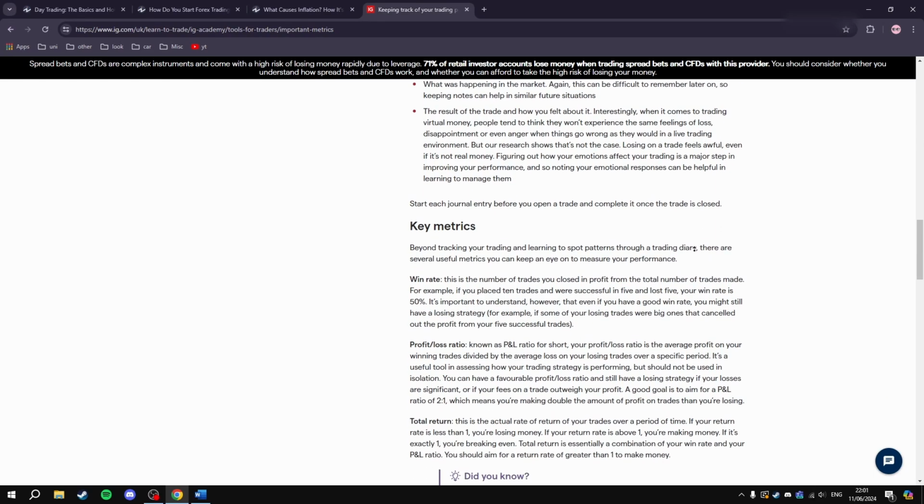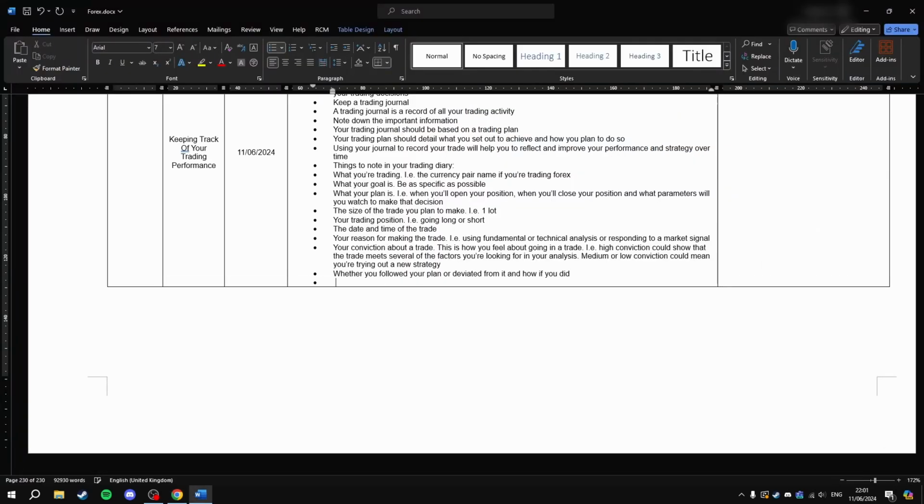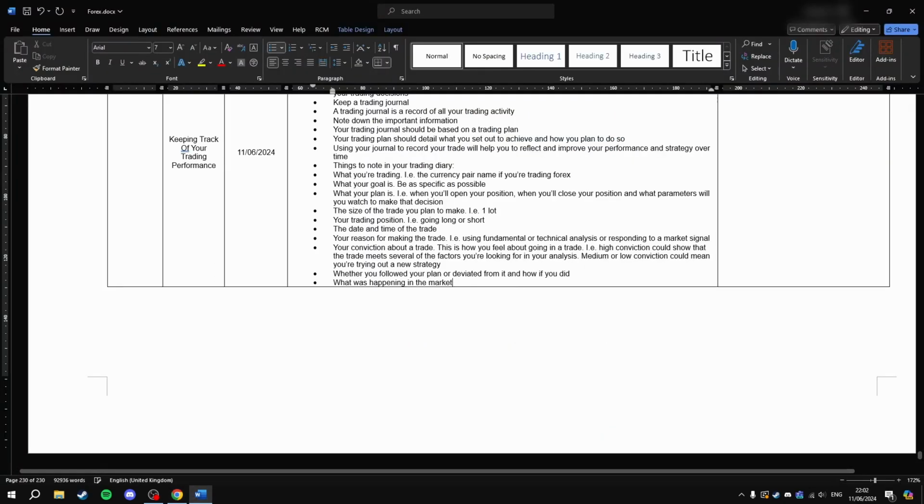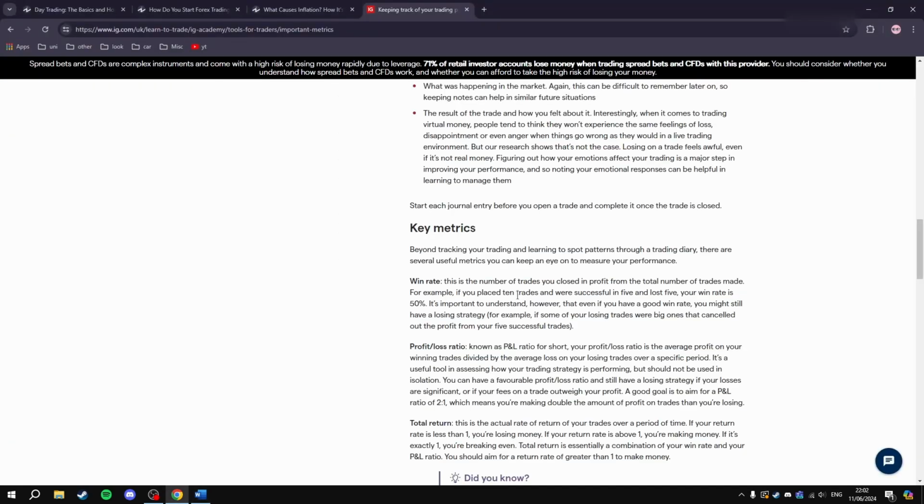What was happening in the market? Again, this can be difficult to remember later on, so keeping notes can help in similar future situations. This could be a screenshot or something like that.